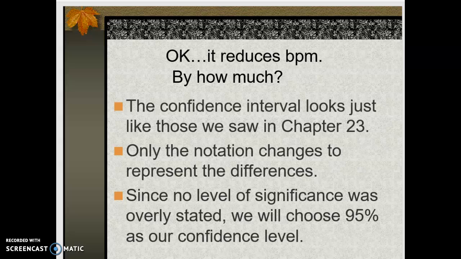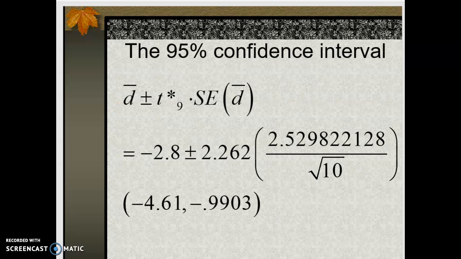No level of significance was given, so we'll just go with 95%. That's the most common thing that people use, especially if no direction is given. So anyway, the 95% confidence interval, now look at this. Instead of X bar or Y bar here, we have D bar, which is the mean of the differences for our sample, plus or minus our T critical value at 9 degrees of freedom, times the standard error of D bar. This we already got on our calculator.